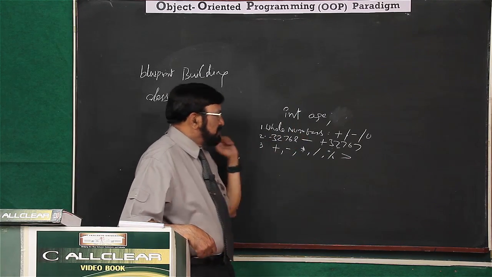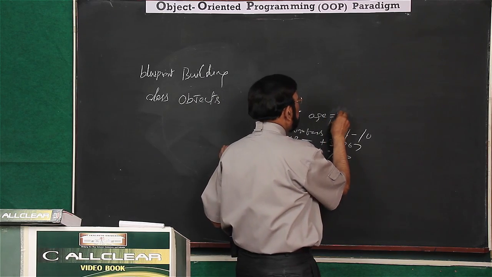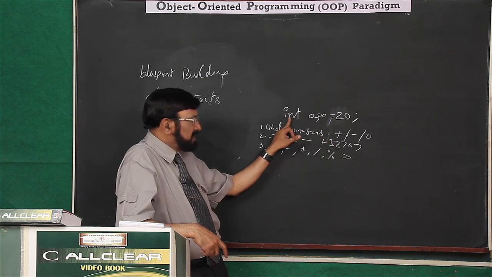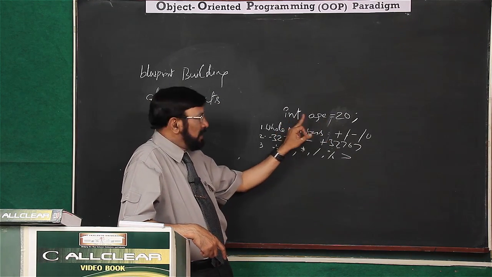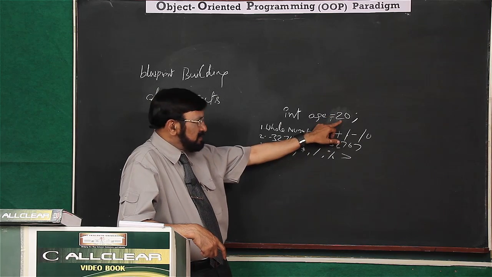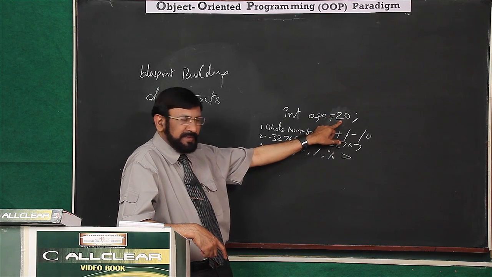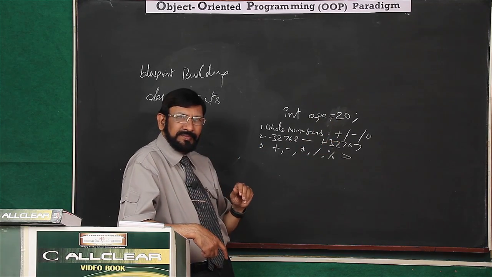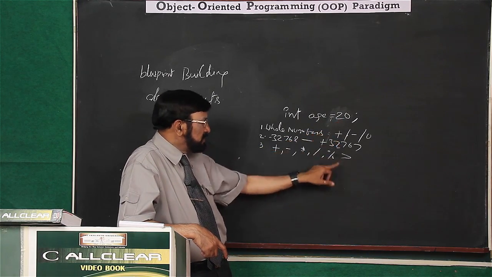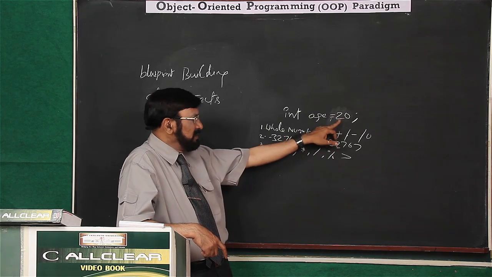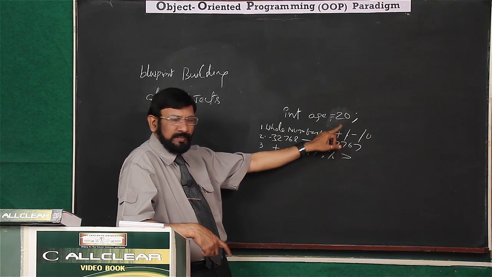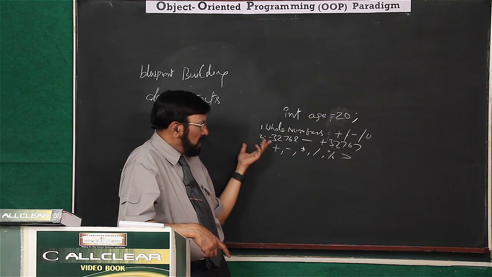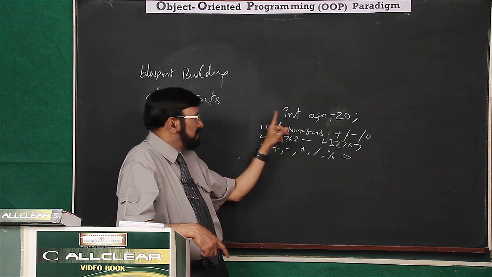Now come to age. Suppose your age is 20. See, this 20 is a reality. This is a concept, like a blueprint, but this is a reality. This reality has a certain value, and this value satisfies all these three conditions: it is a whole number, positive, within the range, and you can perform these types of operations. Understand? This is a blueprint.